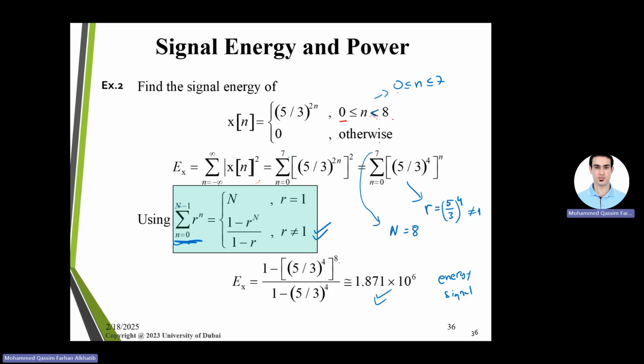That's the definition of energy. So the summation is going to be from 0 to 7 again, because I don't have this equality sign. So sample number 8 is not included. Okay, so my summation is going to be from 0 to 7, 5 over 3 to the power 2n squared. Do the algebra. So it's going to be 5 over 3 to the power 4, all to the power n. And there's an expression for that.